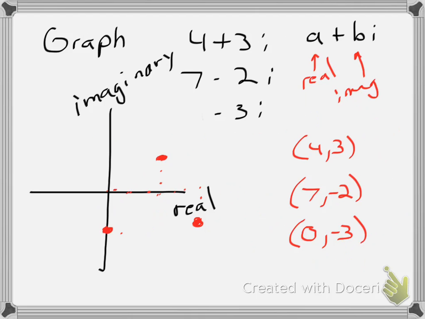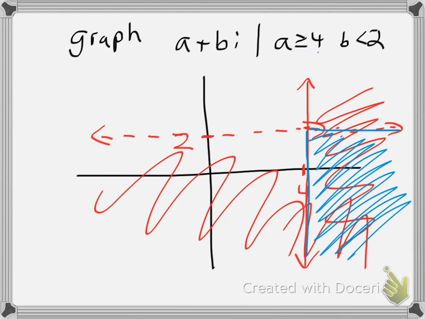So the difference is, here I'm graphing specific points on a complex plane. Here I'm graphing inequalities on the complex plane.